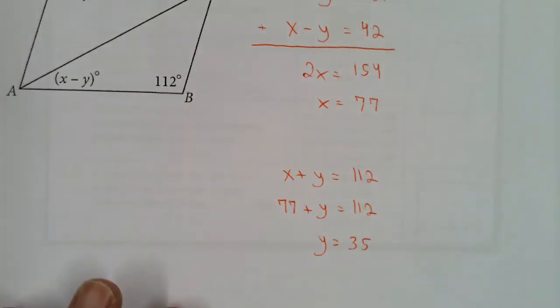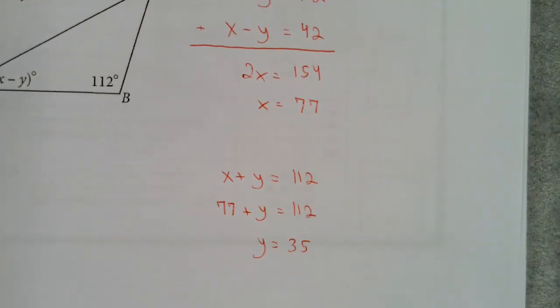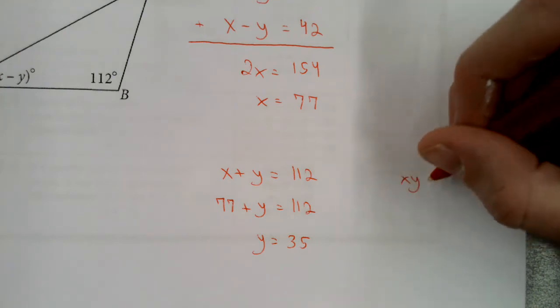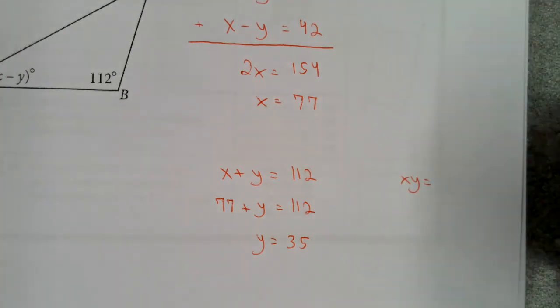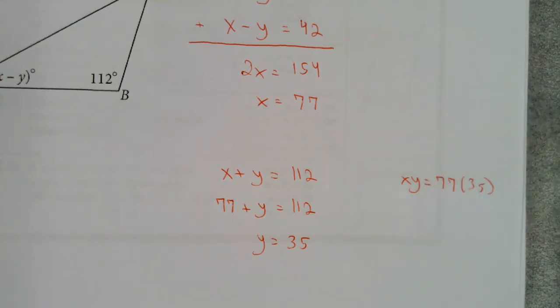Now remember, the final question said find the value of x times y. So let's go ahead and do that. xy equals 77 times 35. So 77 times 35 equals 2,695. And that's the final answer for that one.